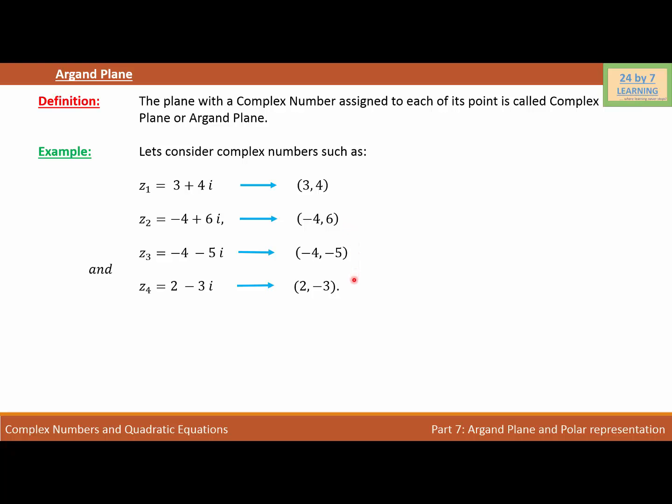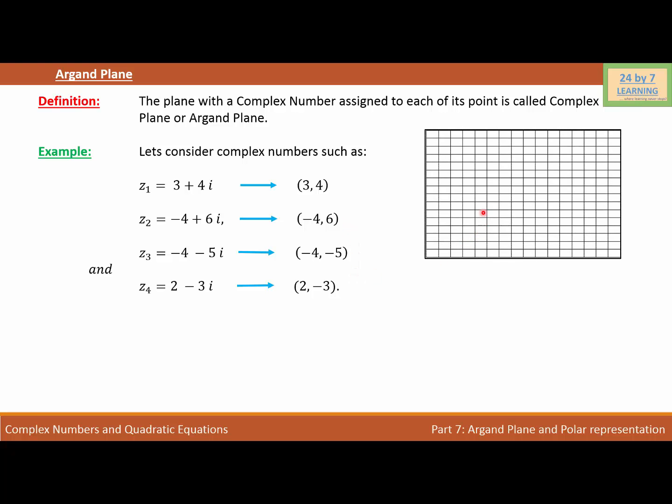In order to explain the Argand plane, I'm going to graph all these points on the graph. So this is my graph, this is my x-axis and this is my y-axis. First of all, I'm going to graph the point (3, 4). So I will go 1, 2, 3 and then 1, 2, 3, 4. And this is my point (3, 4), which is basically point A.